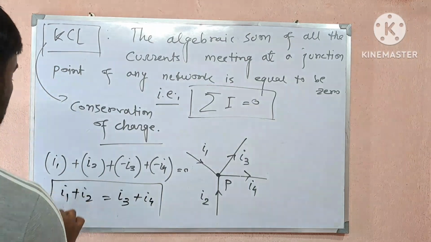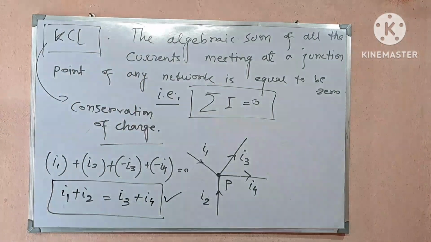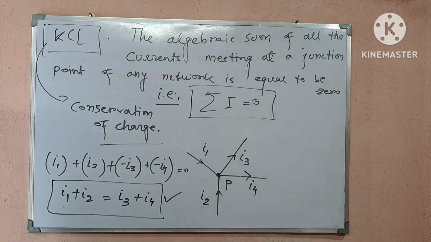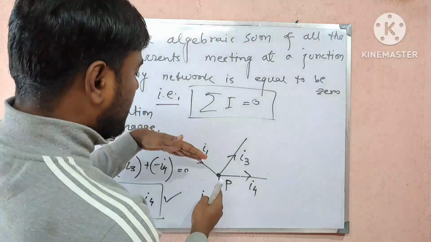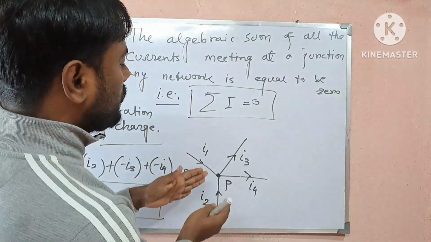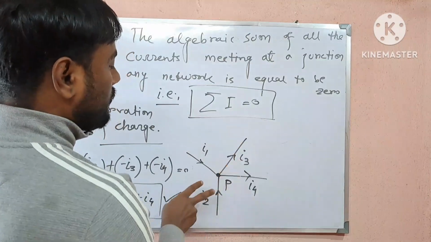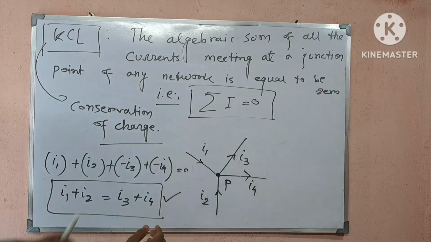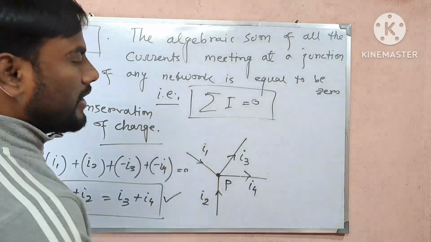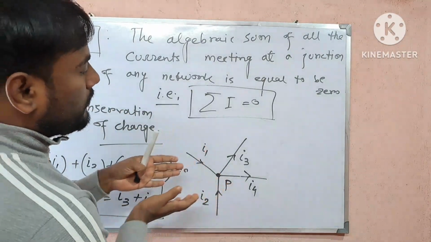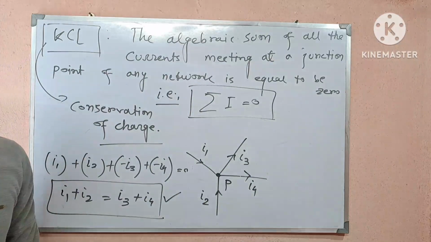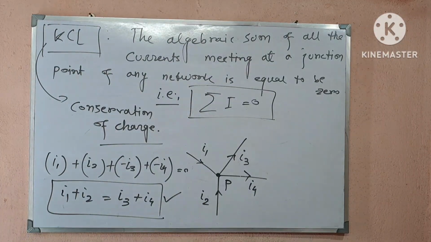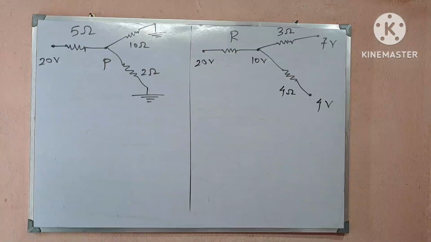So you have to understand that thing. I1 plus I2 equal to I3 plus I4. That means the total current entering the point P must be equal to the amount of current leaving from the point P. Here I1 plus I2 is equal to I3 plus I4. That means the total current entering the point P is equal to the total current leaving from the point P. Now we will solve a few numericals on the basis of this.